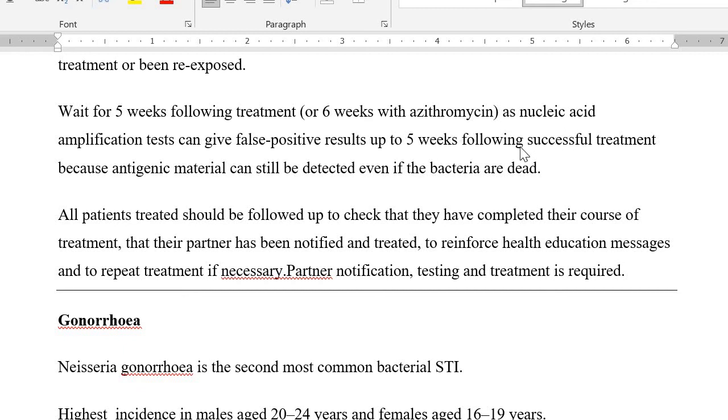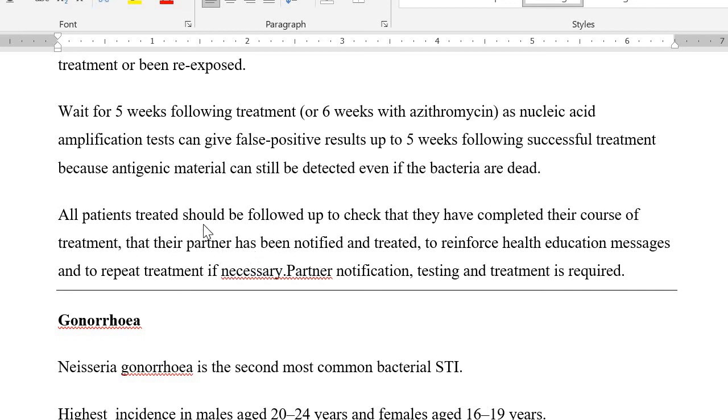As the nucleic acid amplification test can give false positive results up to 5 weeks following successful treatment, the antigenic material can still be detected even if the bacteria are dead. So it will be false positive. The test will be positive and the disease will be absent. That's why it is better to do it after 6 weeks if the patient has taken azithromycin. If she has taken amoxicillin or erythromycin, then it can be done at 5 weeks.